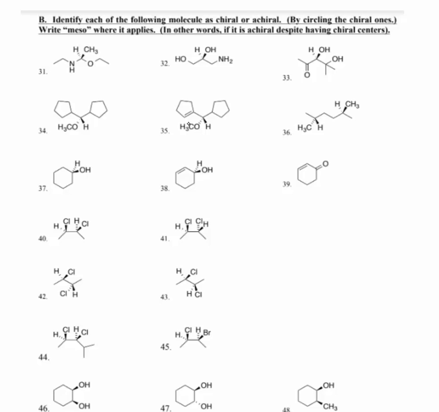To solve this page, we need to remember what these words mean. What is chiral, achiral, and meso? A chiral compound has a non-superimposable mirror image.